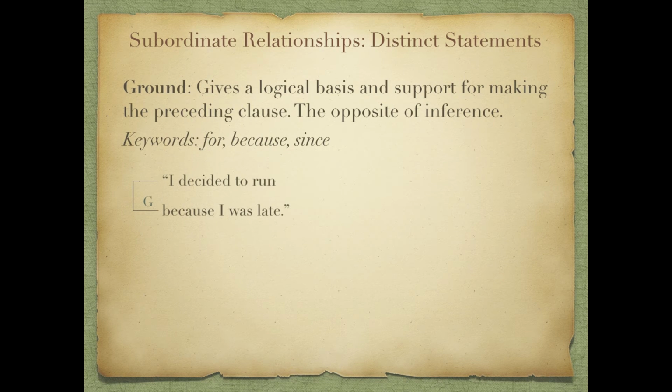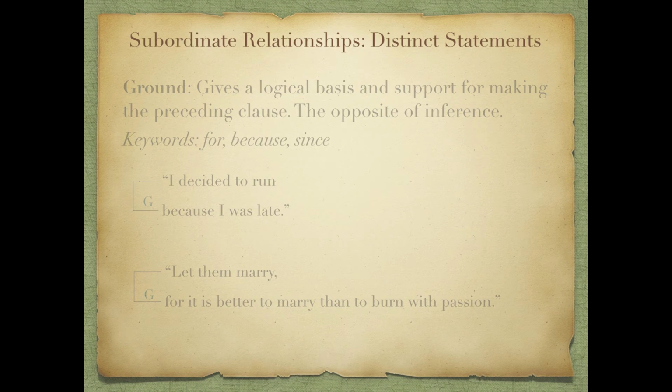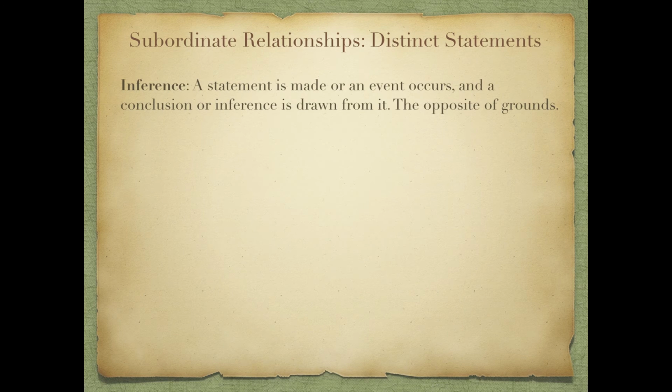Take a look at this. I decided to run because I was late. Because I was late is the reason for the first clause, and so I'm going to put a G for ground on that line. Let's look at this example from the New Testament. Let them marry, for it is better to marry than to burn with passion. So that's a ground.